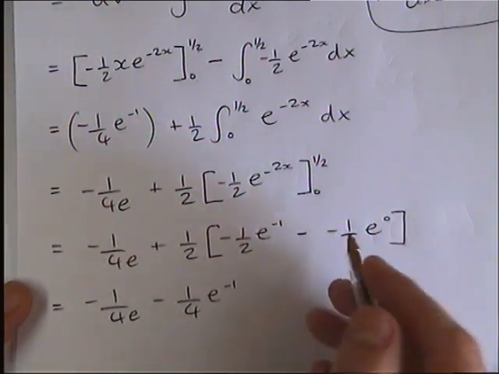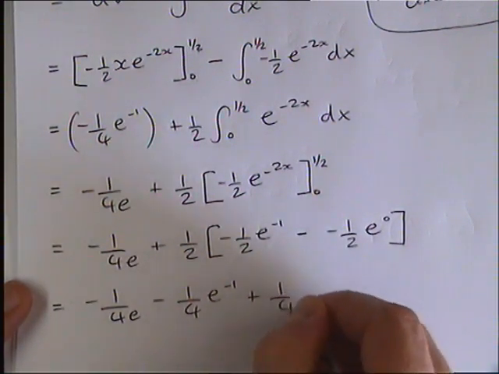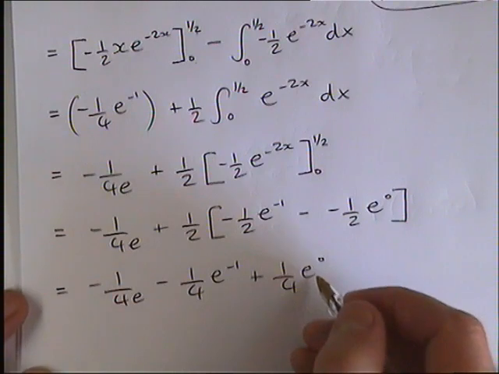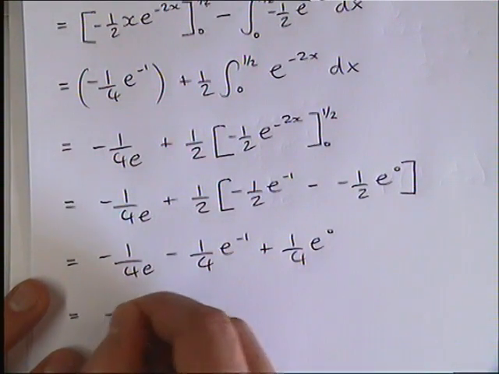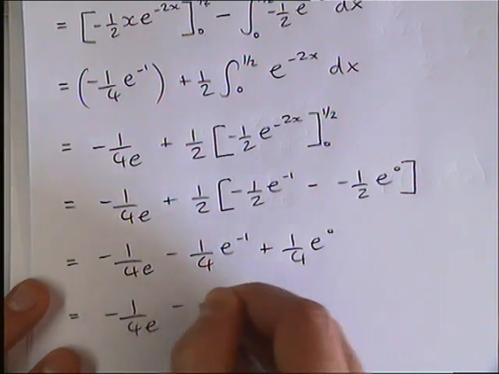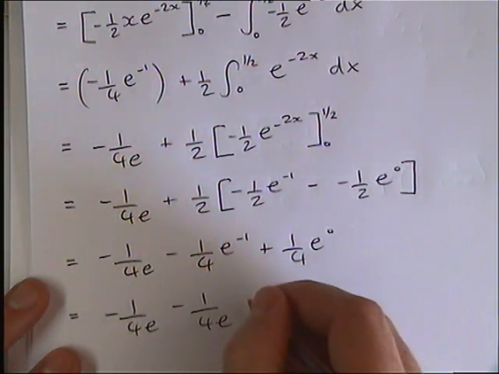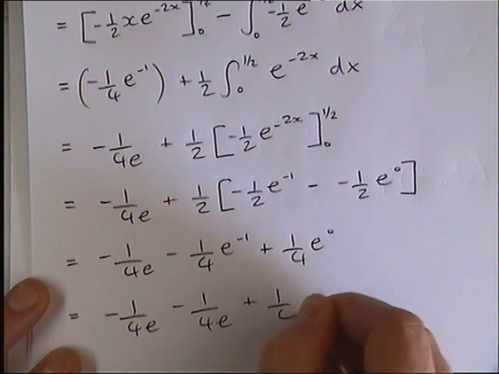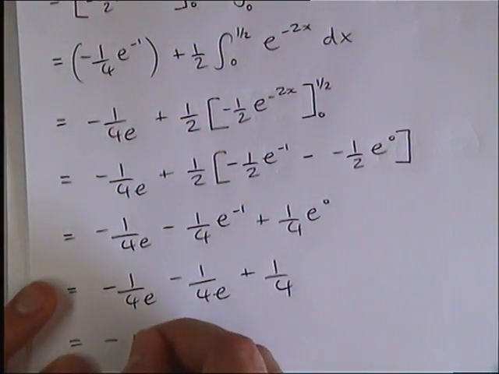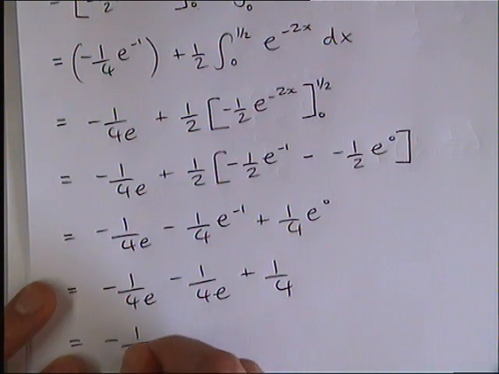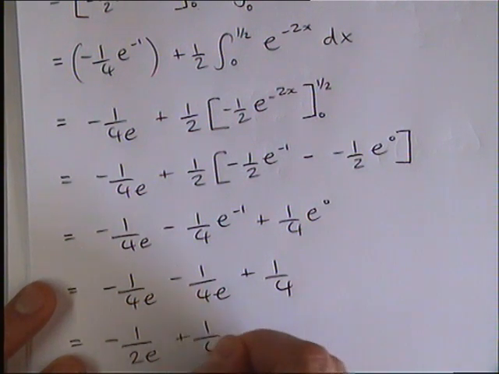So this is minus and minus, so it's plus. e to the 0 is 1, isn't it? Of course, yeah. So what we've got here is minus 1 over 4e minus another 1 over 4e plus a quarter. So that is minus 2 over 4e, minus 1 over 2e, plus a quarter.